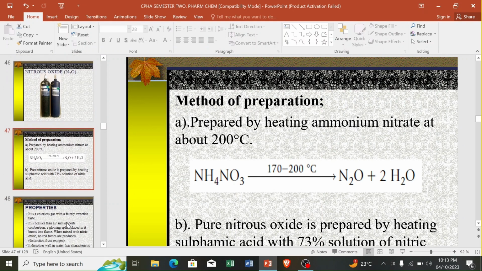However, let us look at how we can prepare our nitrous oxide. So for the method of preparation, we have roughly two methods.